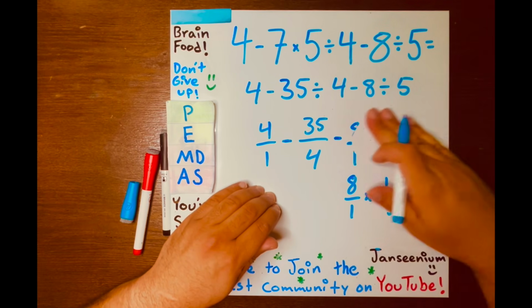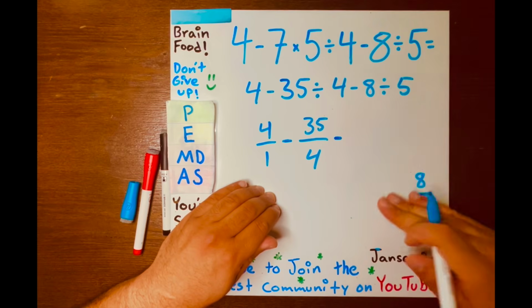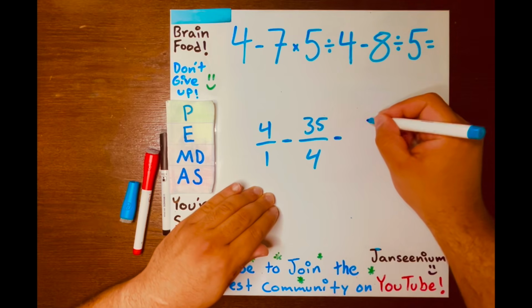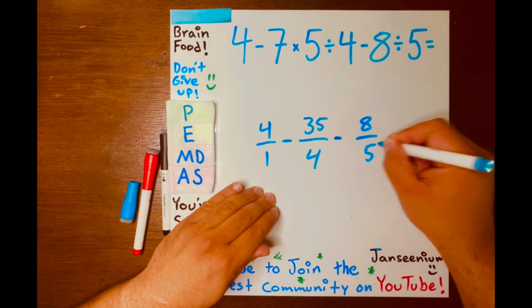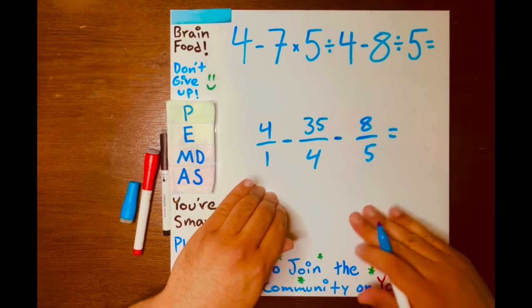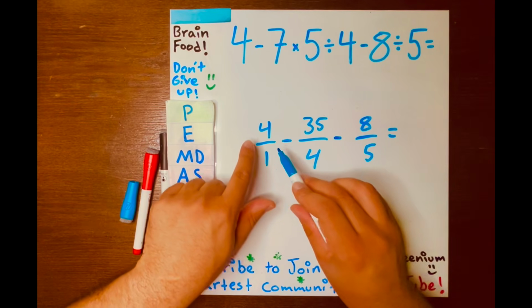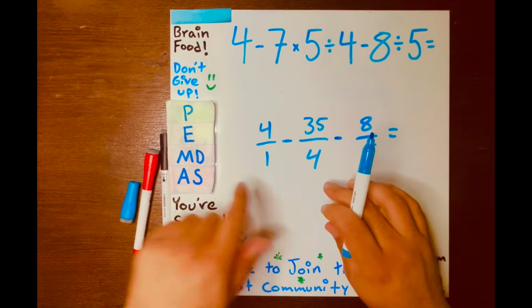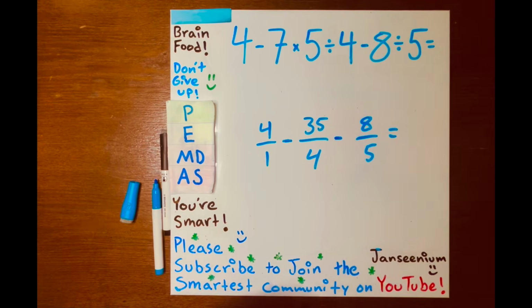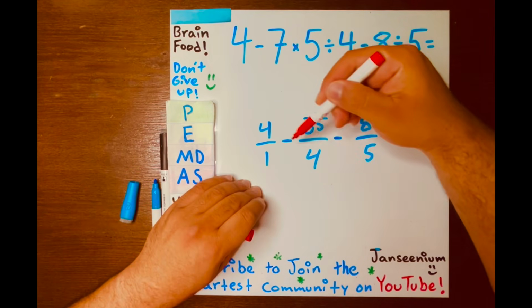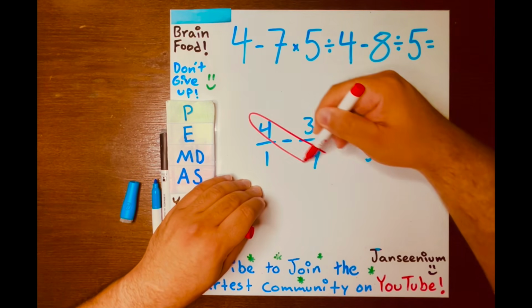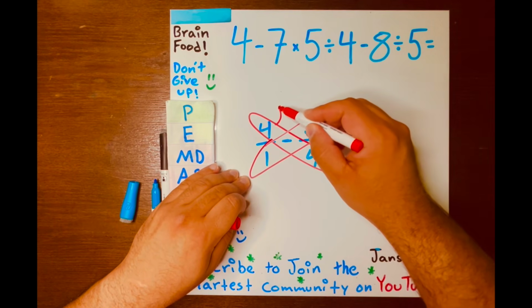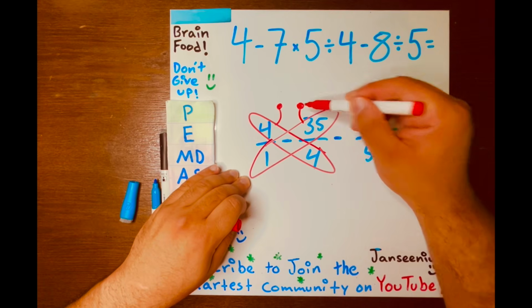Next, I'll erase this part and this, and the top part to make more space, and write in 8 over 5 equals. Next, I subtract 4 over 1 minus 35 over 4. Notice that the denominators are different. So yes, I will be using the butterfly method, and I am multiplying what's inside the wings and then write the results above the antennas.